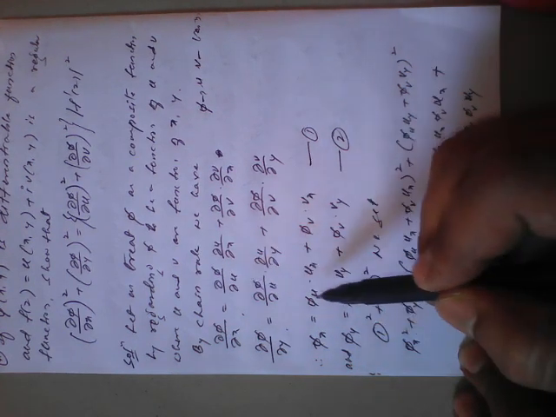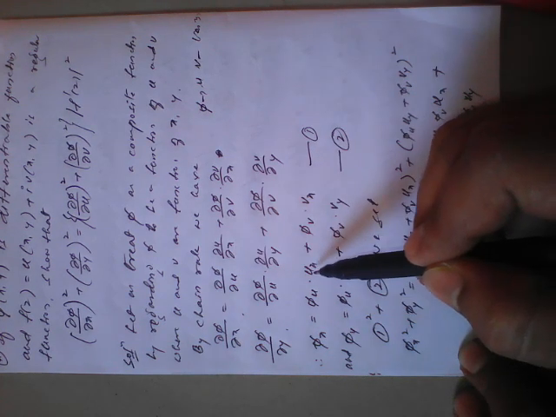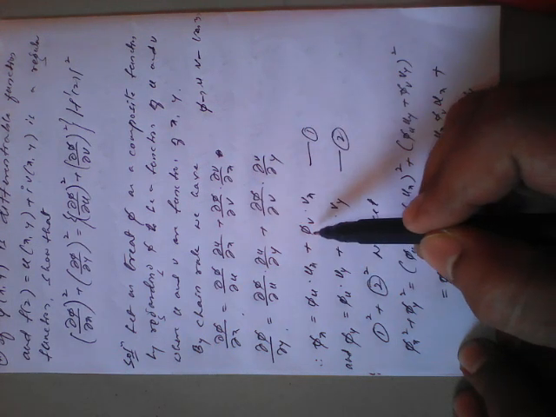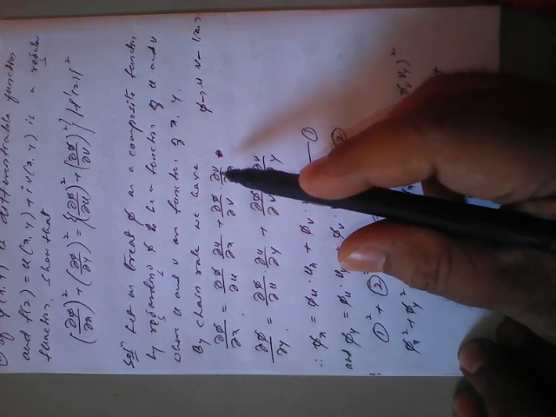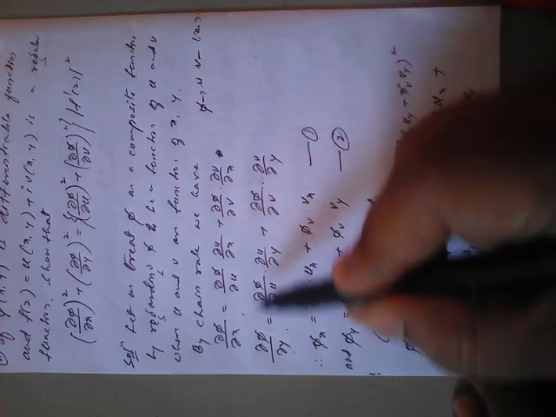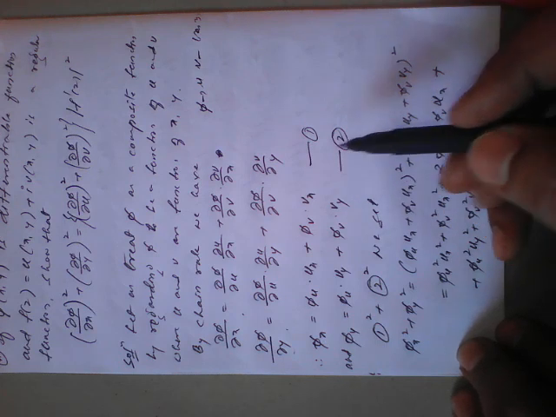Next, this dou phi by dou x can be written in short as phi x. This dou phi by dou u can be written as phi u into dou u by dou x, in short u x, plus dou phi by dou v can be written as phi v into dou v by dou x, which is v x. Similarly, we can write the second chain rule, and we'll make these equation numbers 1 and 2 here.